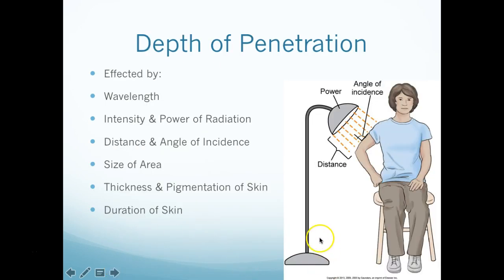So this is what one of the ultraviolet lights might look like, and it's kind of just talking about the distance between and the angle of incidence. And so that little angle from here to here is how it determines how much is going to go in there. So it's affected by that wavelength, the intensity and power, that distance. So obviously the farther away versus the closer, and the angle of incidence being smaller versus a larger angle, the size of the area, the thickness of your skin and also the pigmentation of your skin is going to affect that, and then the duration of the treatment.